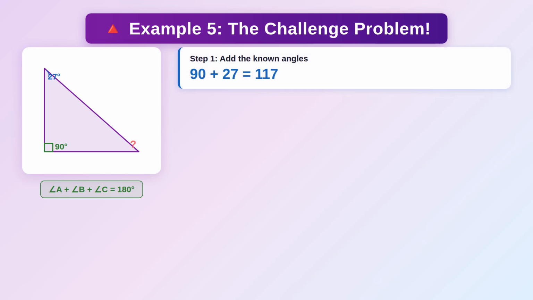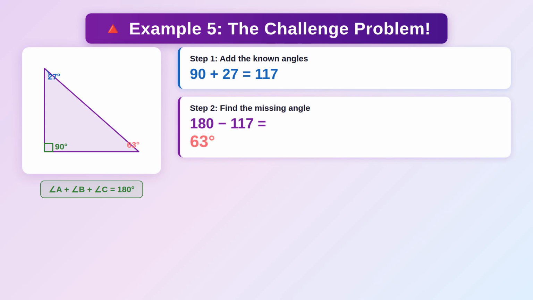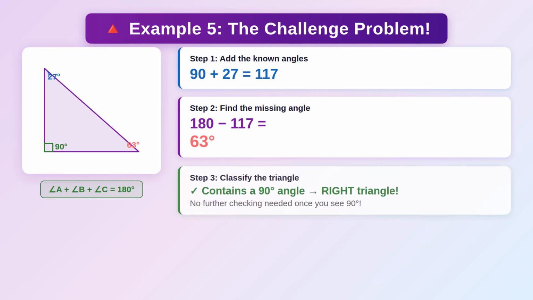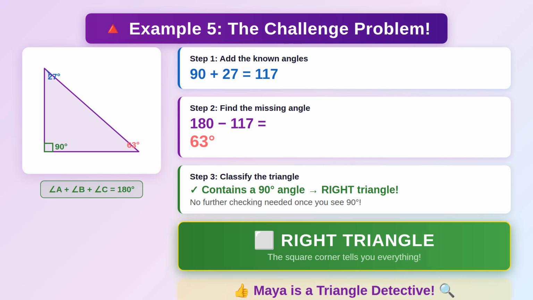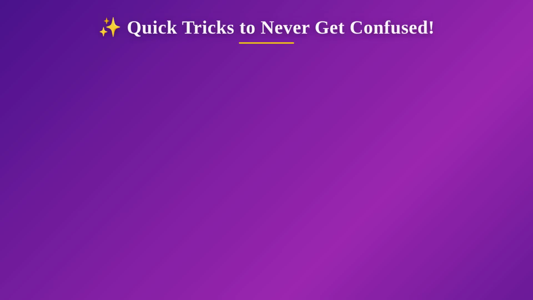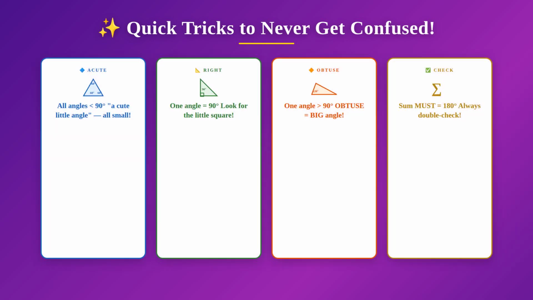Maya's challenge problem. A triangle has a 90-degree angle and a 27-degree angle. What's the missing angle and what type is it? Let's work it out. 90 plus 27 equals 117. Then 180 minus 117 equals 63 degrees. So the missing angle is 63 degrees. Now classify. We already have a 90-degree angle, so this is a right triangle. No further checking needed. Once you spot that 90-degree square corner, you know the answer immediately. Maya gives a big thumbs up. She's a triangle detective now.